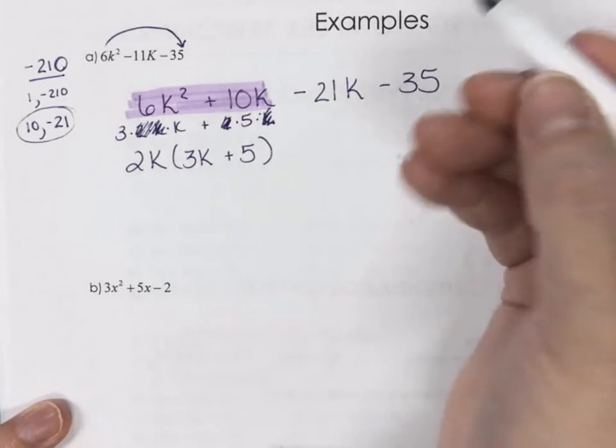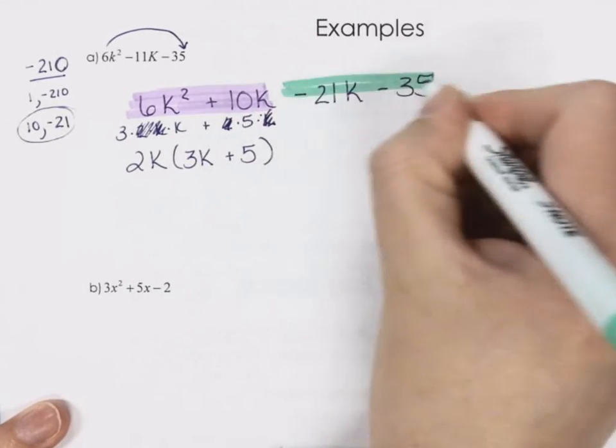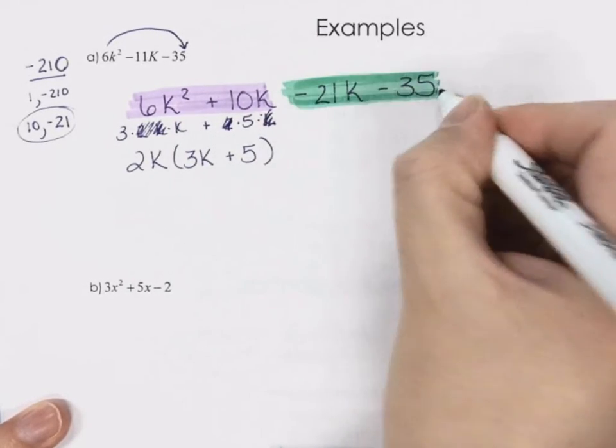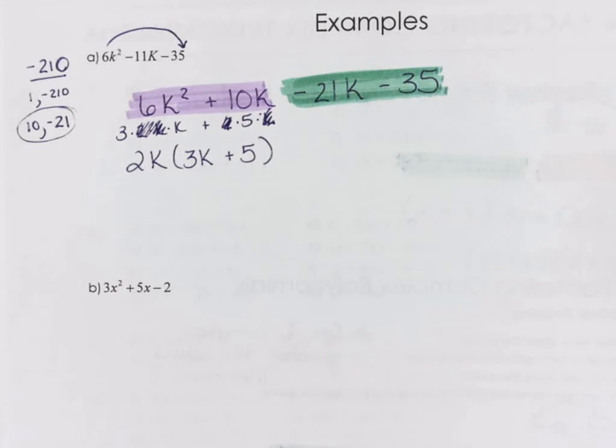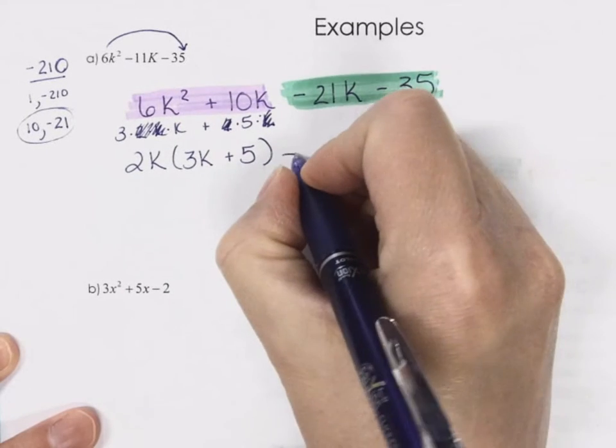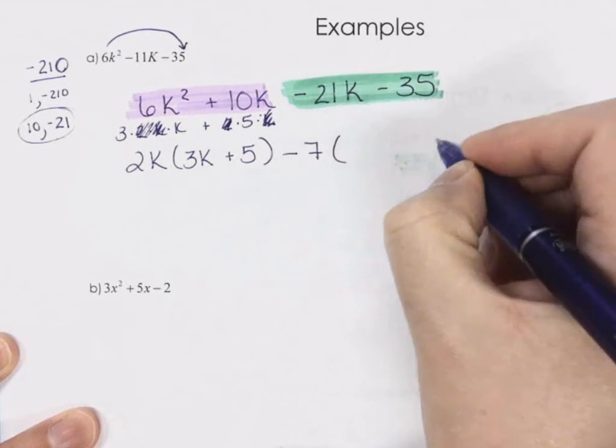Okay, so now I'm going to look at my next two terms. What do you notice about both these numbers? They're both negative, I can tell you that. They're factors of 7. Ooh, factors of 7. So what am I going to take out of there? 7. What kind of 7? Negative 7. I'm going to take out a negative 7. It's going to help. So I'm going to say subtract 7.